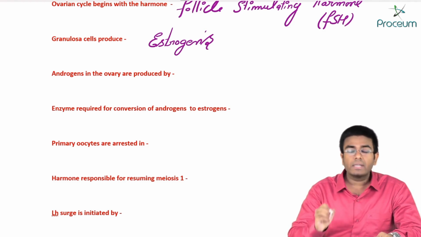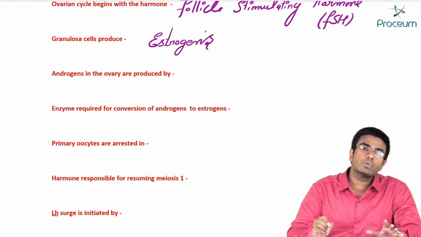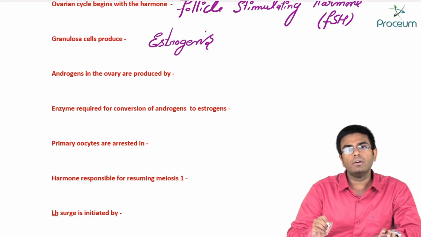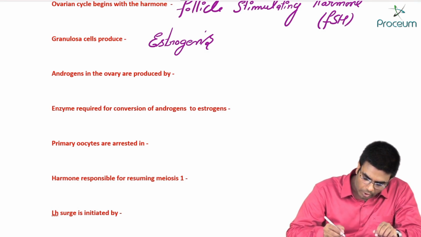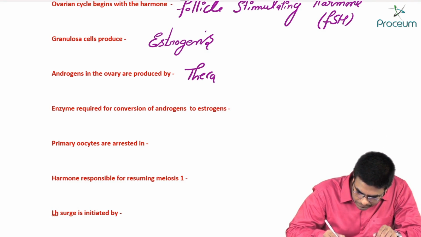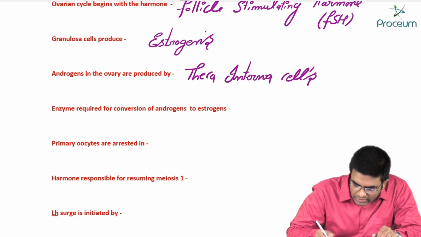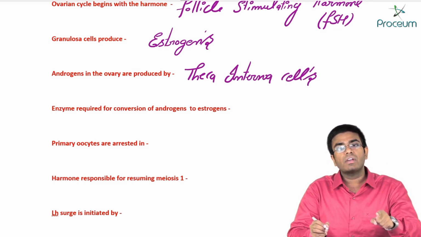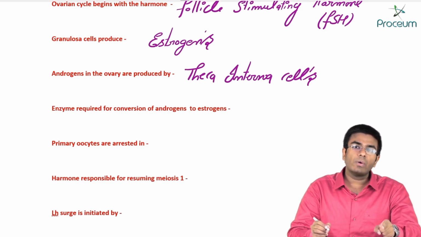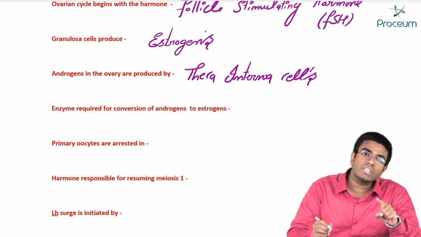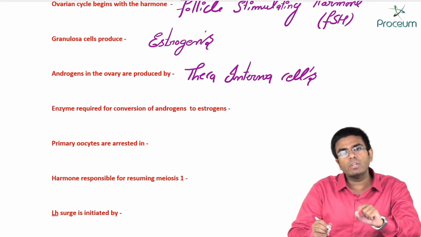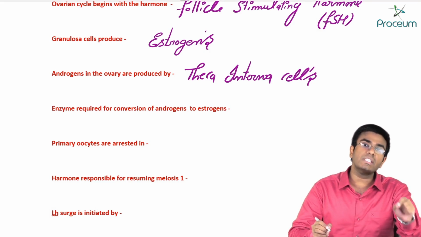But in the ovaries, not only estrogens are made, but androgens are also produced. Who produces androgens in the ovaries? The androgens in an ovary are produced by theca interna cells. These androgens go into the granulosa cells, and inside the granulosa cells these androgens are converted to estrogens.